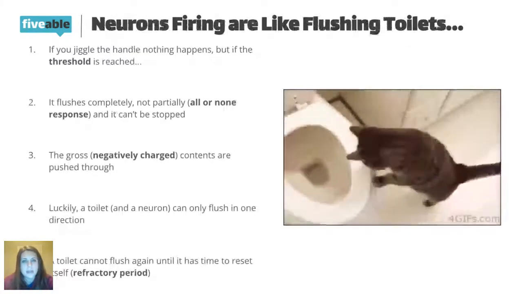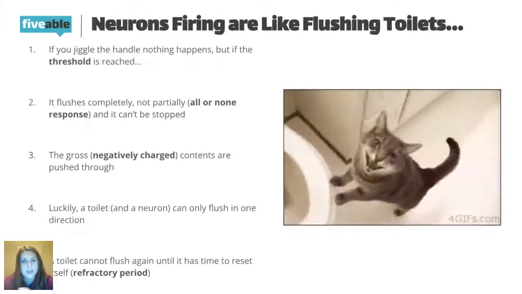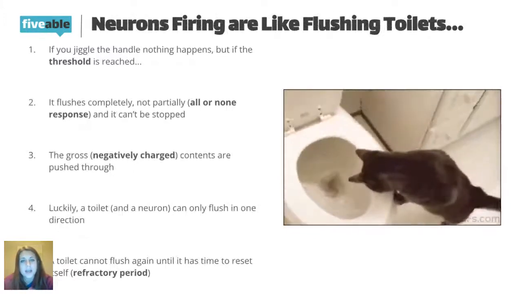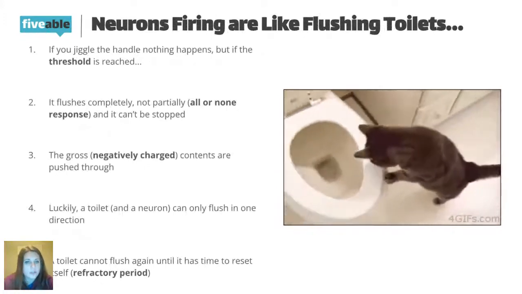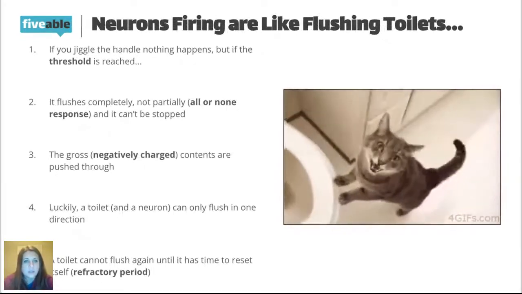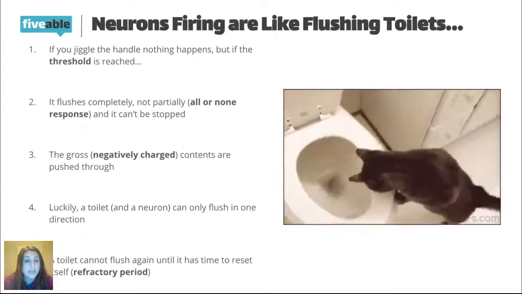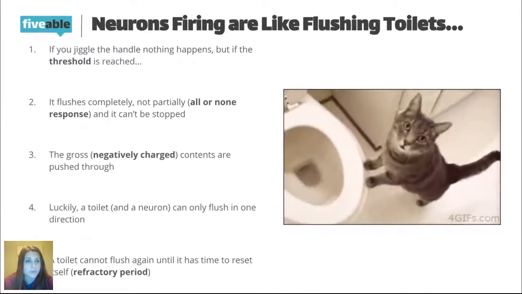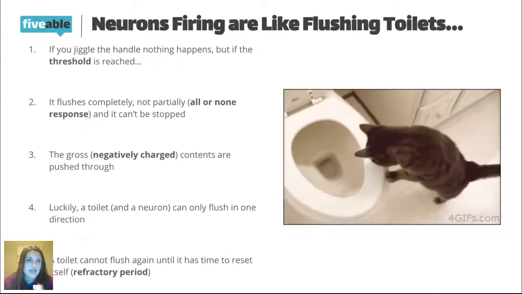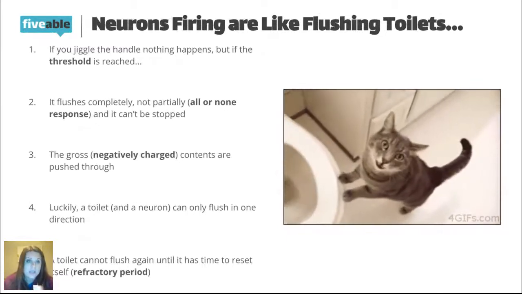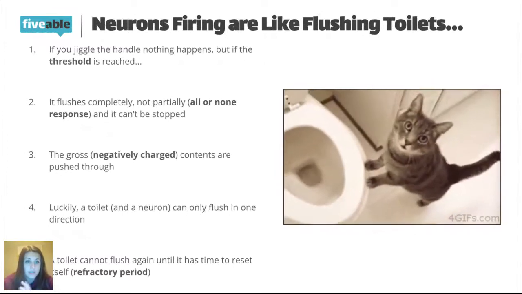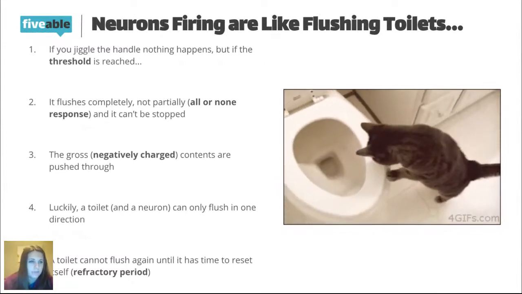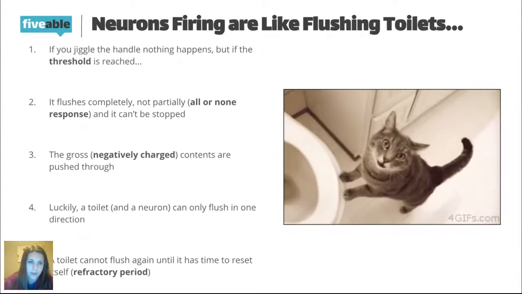We've gone over this in the bio unit, but just to kind of bring this back, remember that a neuron kind of fires like a toilet flushes. Basically, if you just jiggle the handle of a toilet, the threshold isn't reached, and so it can't fire. Same thing with a neuron. You have to reach a certain level for it to actually successfully fire. Just like a toilet, a neuron either fires or it doesn't. It's all or nothing. Basically, you can't half flush a toilet. You can't half fire a neuron.